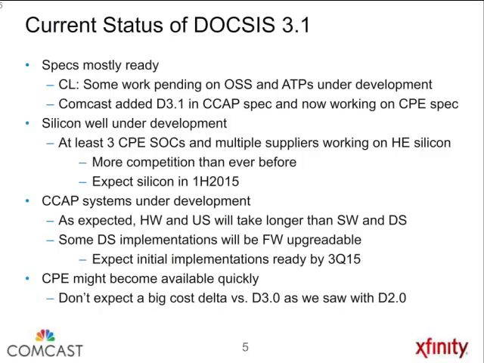We don't expect a big cost delta. This is very important between DOCSIS 3.0 and, as we saw, between DOCSIS 3.0 and 2.0. If you recall, at that time the delta was pretty big, and that was because a lot of the modem needed to be developed that didn't exist. For example, wideband tuners, wideband modulators, these things didn't exist. We only had one upstream and one downstream channel. And that's not the case with DOCSIS 3.1.